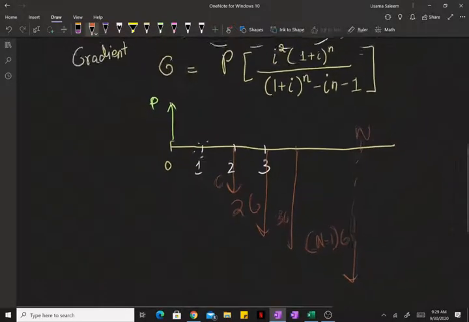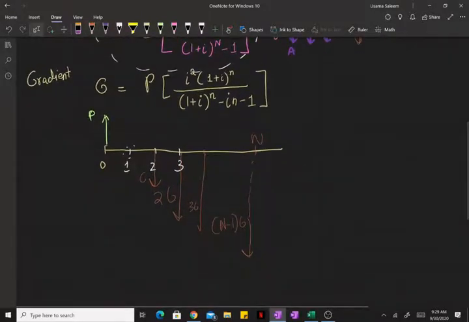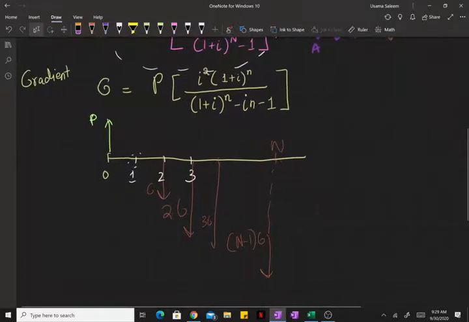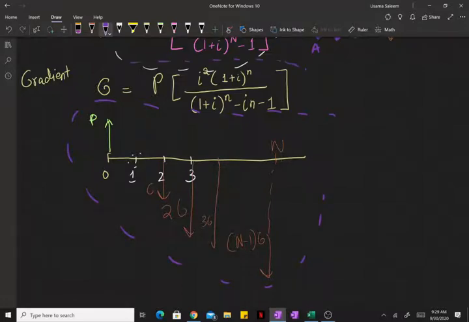So this structure of your cash flow is quite necessary. Keep in mind that if you don't have this structure of your cash flow, you won't be able to use this and this formula that has been derived for you. So make sure that you have a present value, no payment at year 1, and each year subsequently the payment is growing by a constant amount.